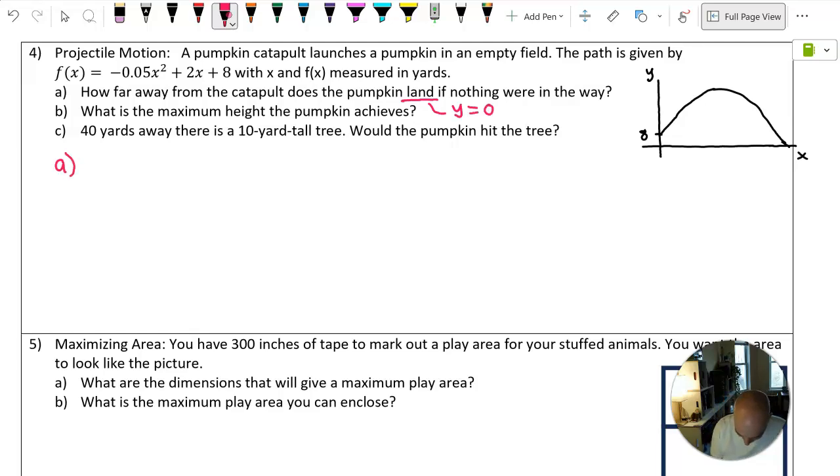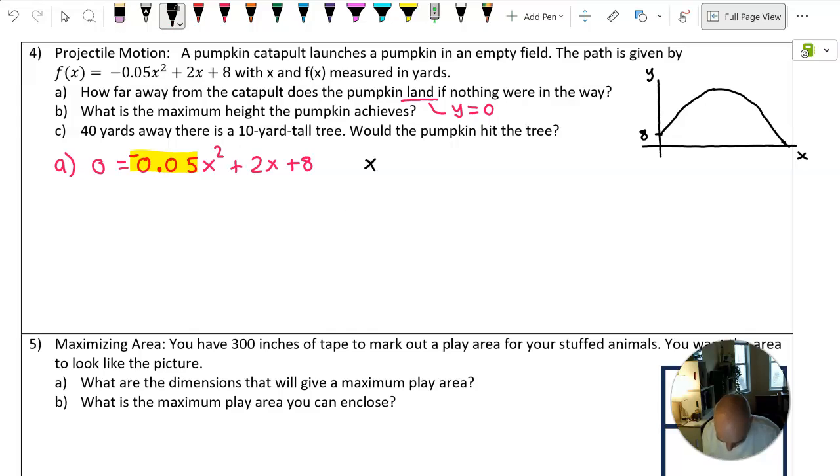So to solve this, we could set the equation equal to 0. 0 equals negative 0.05x squared plus 2x plus 8. And we could try to solve. Now, we could try to factor this, we could do all this fun stuff, but we have a big gross decimal in front, so it's probably easiest to go to the quadratic formula, and we can do most of it by hand, and we'll do the final step in our calculator.